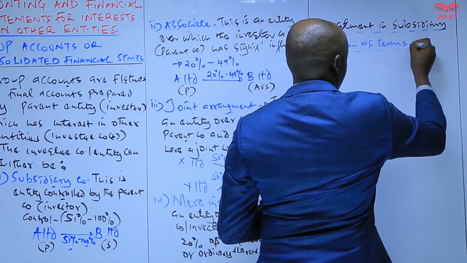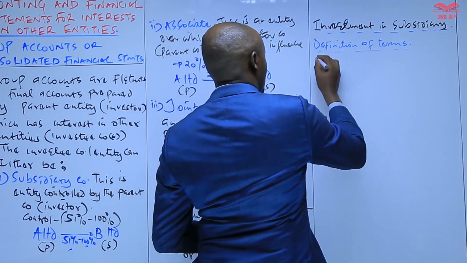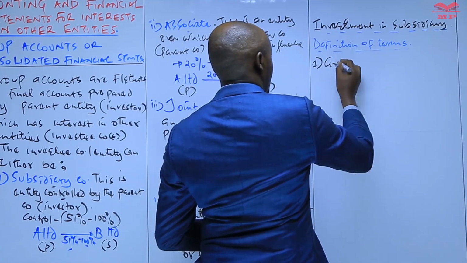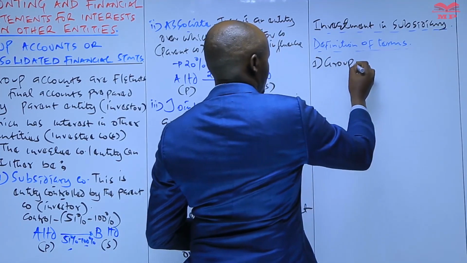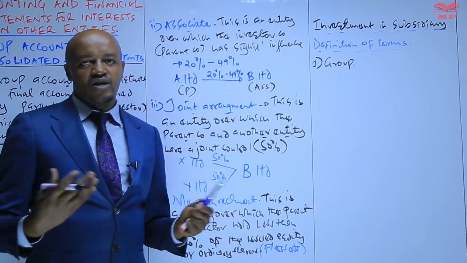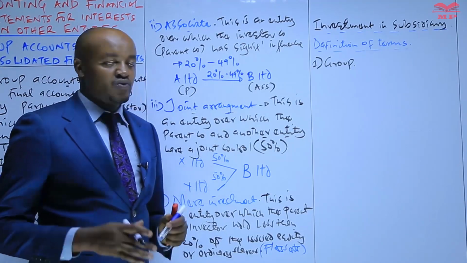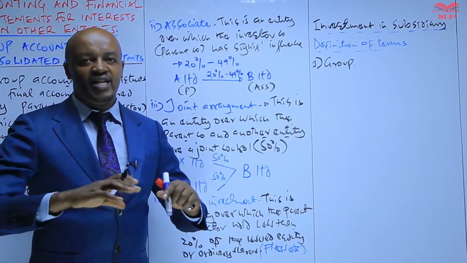Definition of terms. Some of the terms we need to define here include the term group. When we talk about the group here, we are referring to a group of companies. So what is a group of companies? A group of companies refers to a parent company and its subsidiaries.